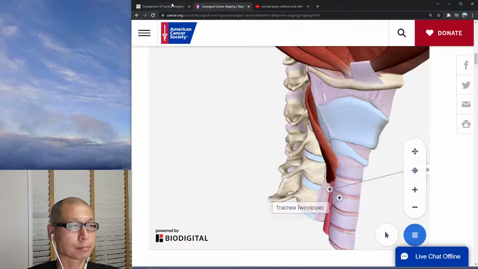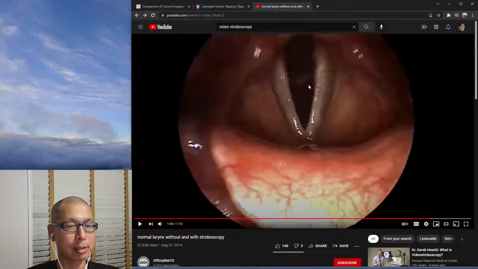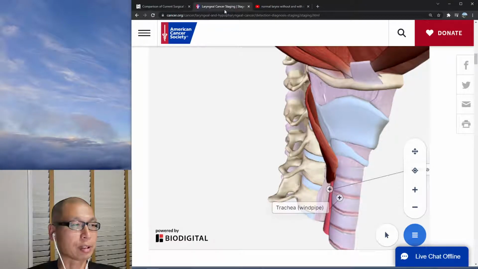So T4 means that the cancer's gotten so big that it's eroded through this cartilage and is outside the voice box. Okay, so now that we know the staging: T1 is just in the vocal cords. T2 is in the vocal cords plus a little bit of this area outside the vocal cords. T3 means it's so big it's not moving at all. And T4 means it's so big that it's gone through this cartilage.